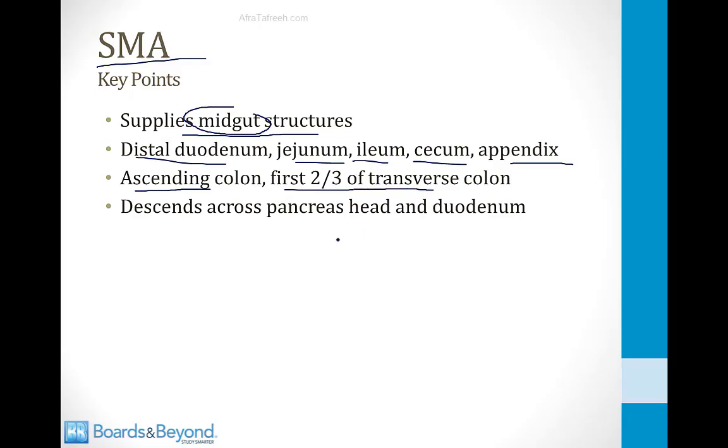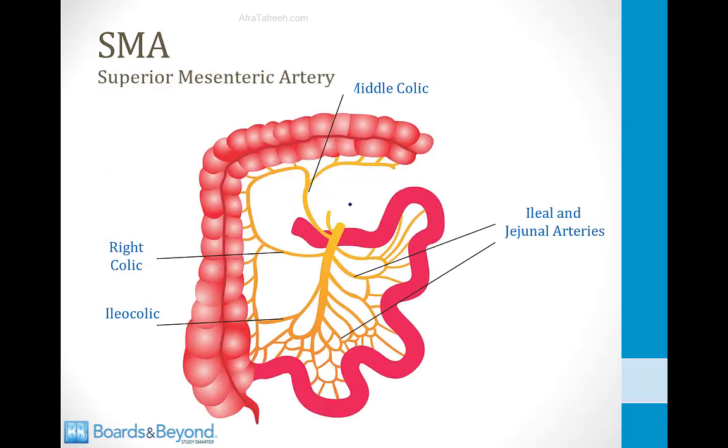This blood vessel courses across the head of the pancreas and across the duodenum, and this course is important because, as we'll see in a minute, there is a rare clinical syndrome where the SMA compresses the duodenum and causes a bowel obstruction. Here's a picture of the SMA and its major branches.